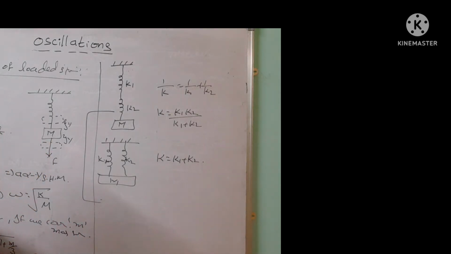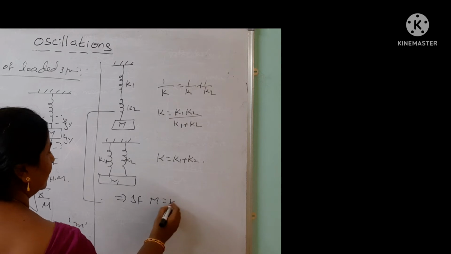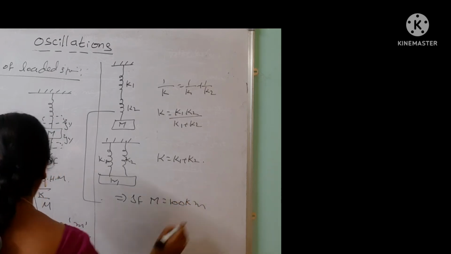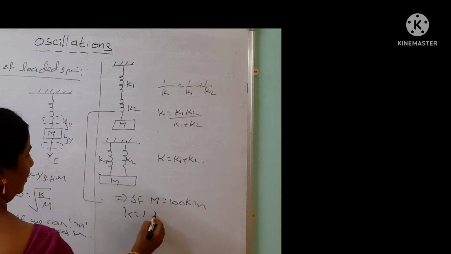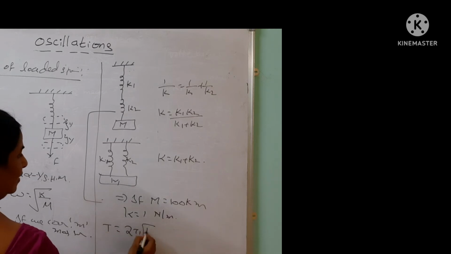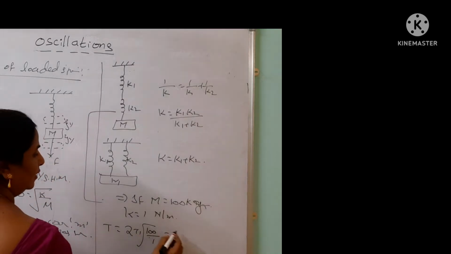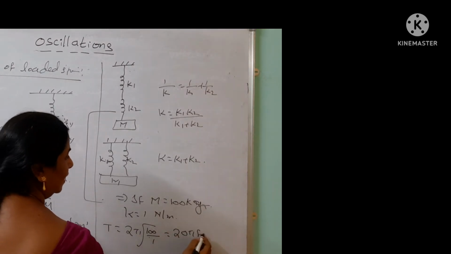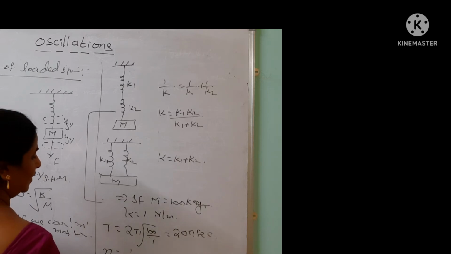One problem also we are doing, look here. If m equals 100 kg, then k equals 1 Newton per meter. In this case, what is the time period and frequency? 2 pi into under root 100 by 1 means 20 pi seconds. How to find out the frequency? Reciprocal of time period, 1 by 20 pi.